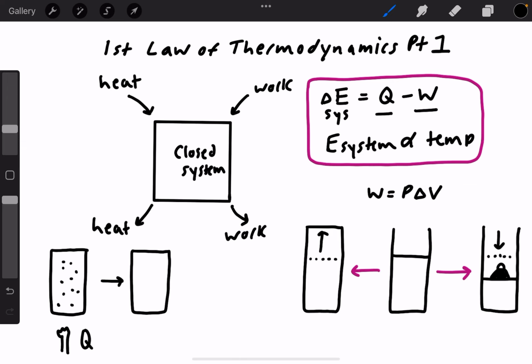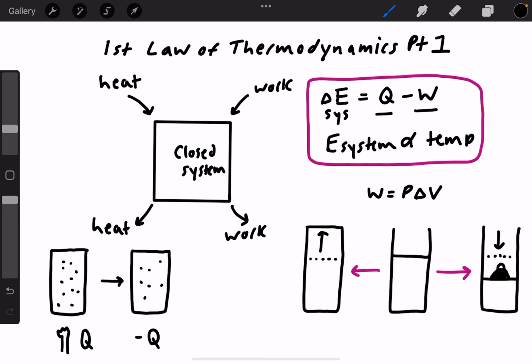And then note, if we let it cool down, then what happens is the molecules start to chill out, and we have a negative Q where the energy that was in there is now transferred out of the system and into the surrounding. So that's the change of the system there.